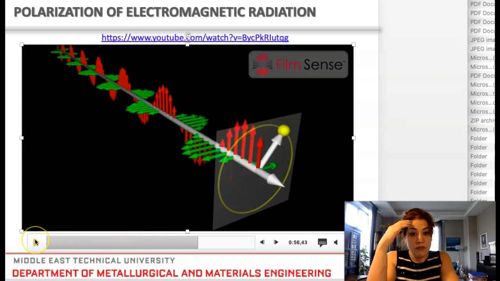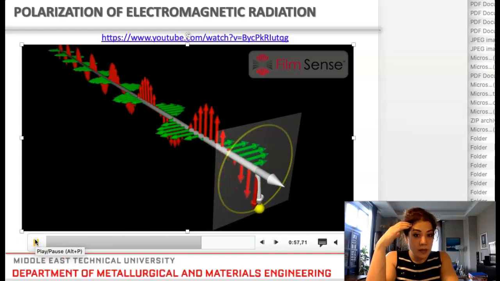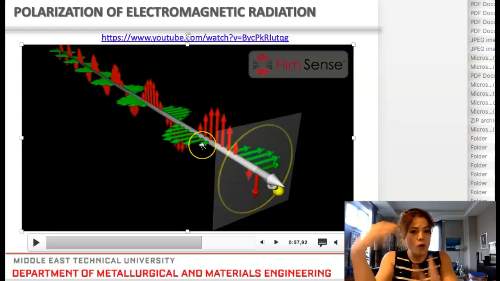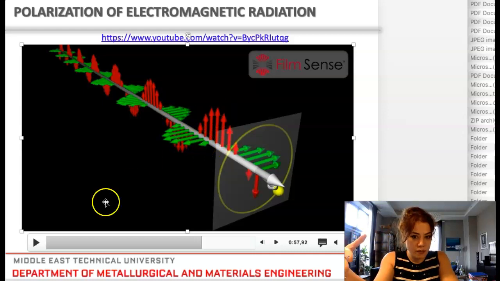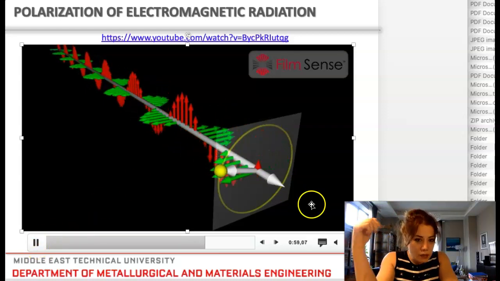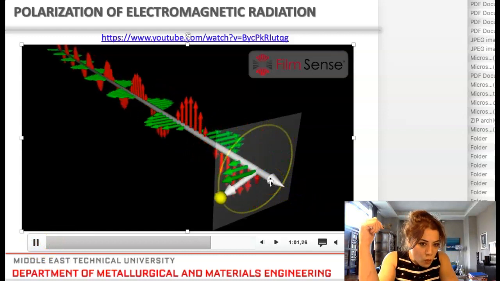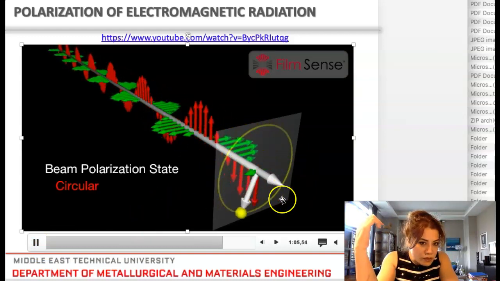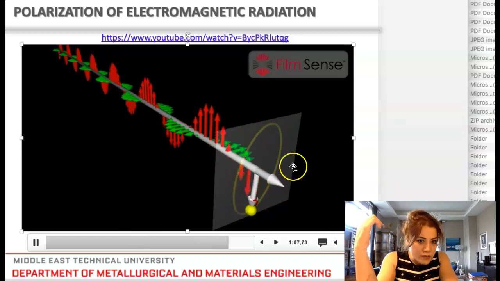Okay, so this time, please take a look at it. The amplitudes are the same, but the peaks are offset. There is a phase difference between them. And look what we see on the screen. The overall vector is giving this circular polarization state.